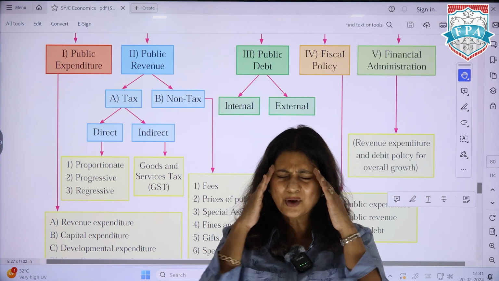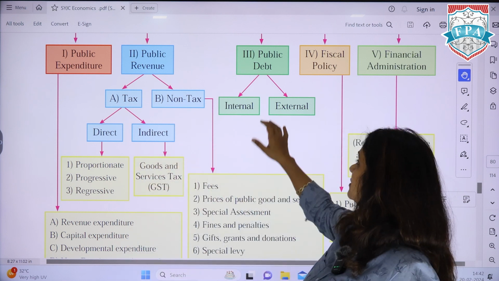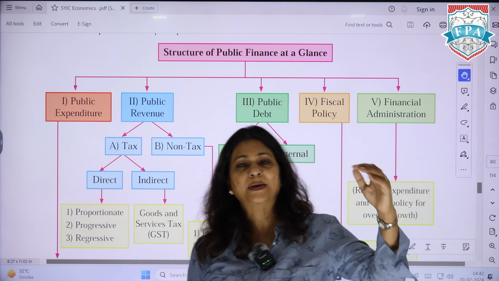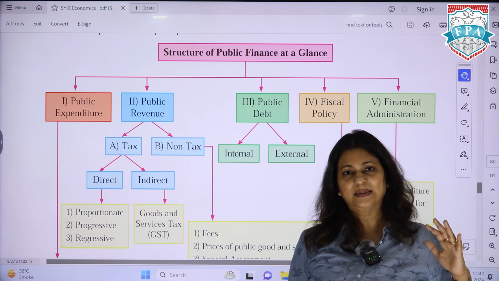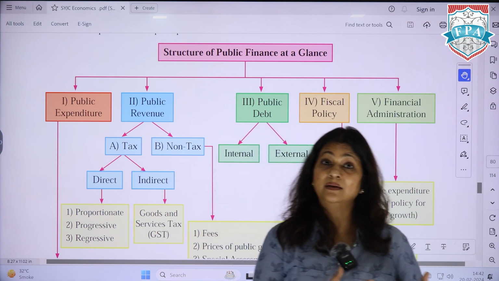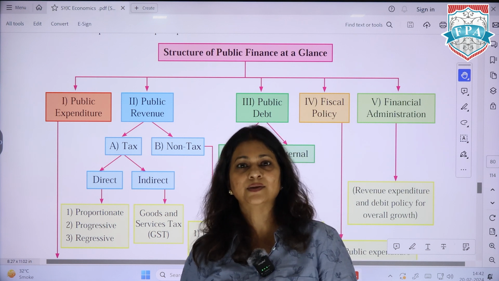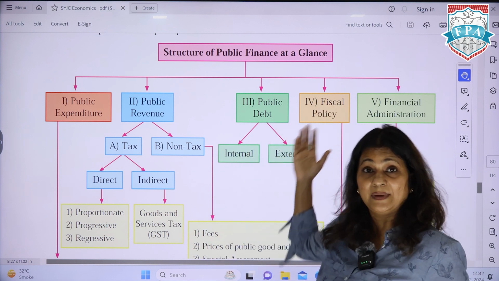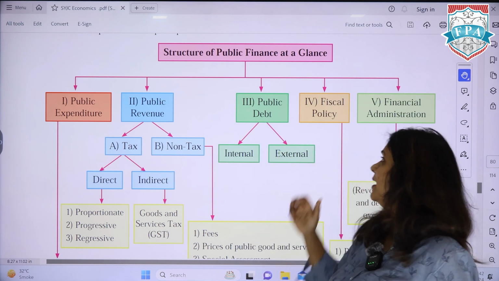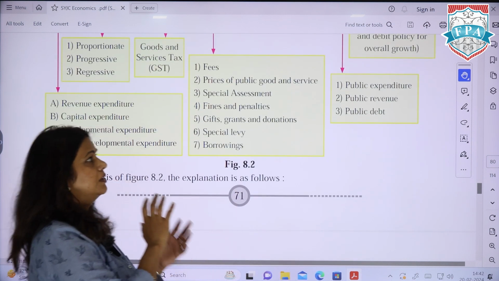as a whole. So if I get only a 2-marker, what is the structure of public finance? Public expenditure, public revenue. Public expenditure has revenue, capital, developmental, non-developmental expenditure. Public revenue has tax and non-tax. Tax would be direct tax, indirect tax. Non-tax would be levy, penalties, borrowings, right? Then you talk about public debt, internal, external. Fiscal policy would be public expenditure, public revenue and public debt. And last is financial administration, which is revenue, expenditure and debt policy for the overall growth.